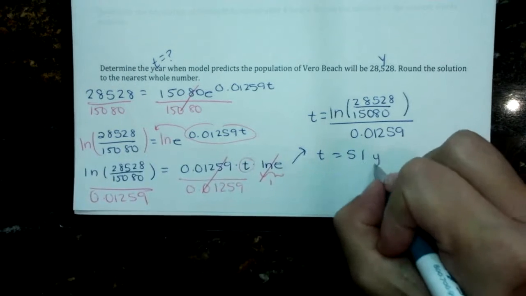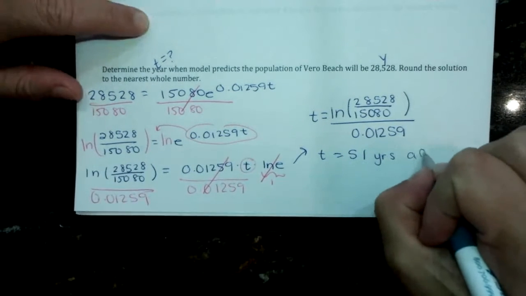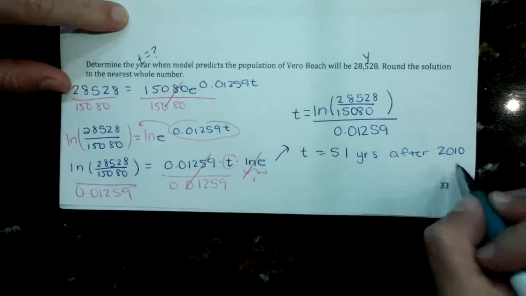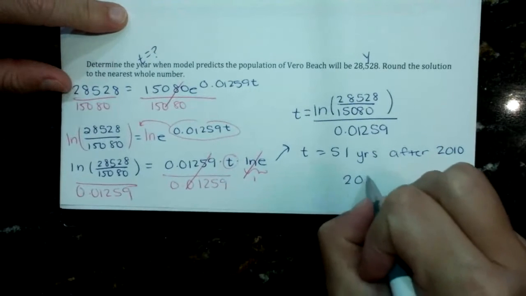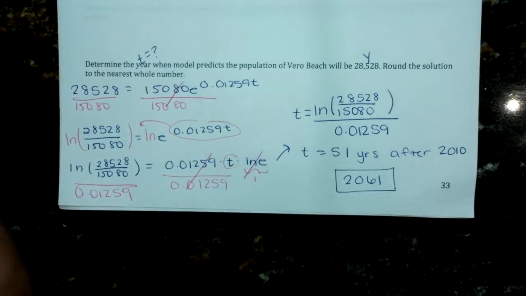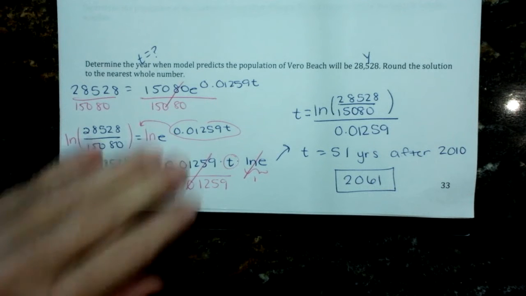So 51, that means 51 years after 2010. So 51 years after 2010 will give us 2061. So in year 2061 will be when our population is 28,528. So be very careful there. All right, let's do another one.